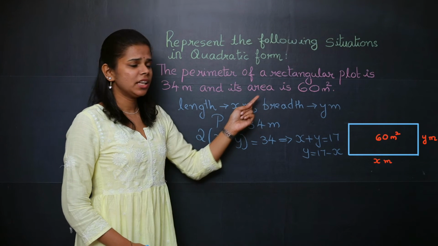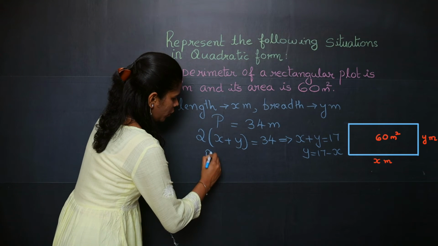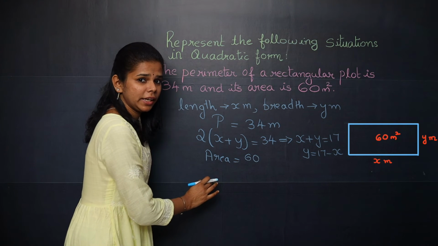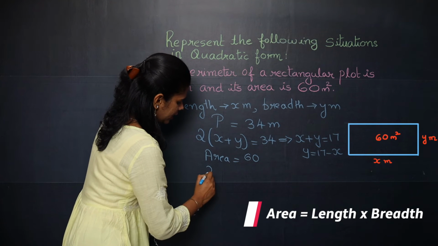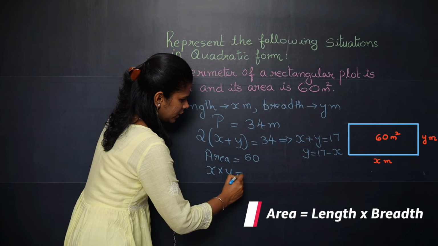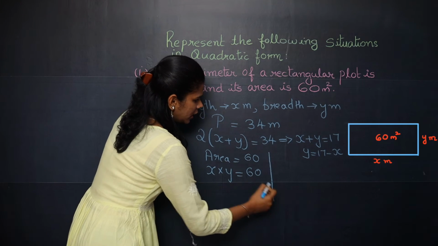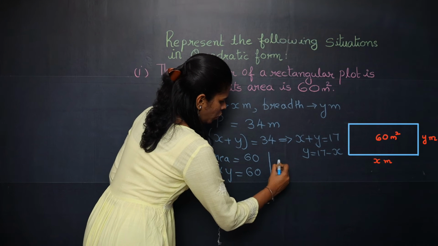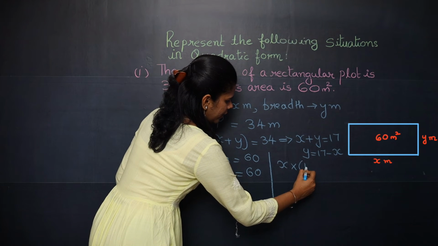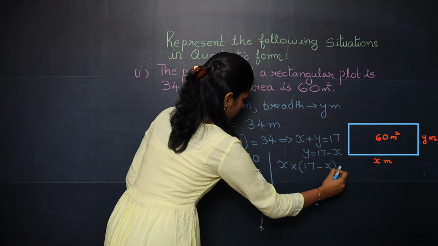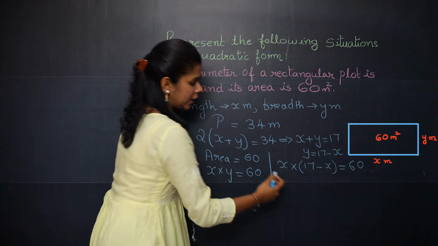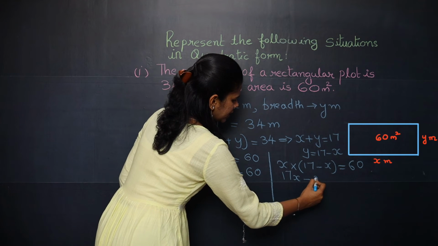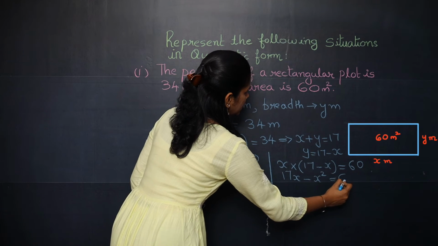Now area is given as 60 meters square. So area is equal to 60. How will you find area? L into B. That is x into y is 60. Now here instead of y I am going to write 17 minus x. So x into 17 minus x equal to 60. Now let's open the bracket. It becomes 17x minus x square equal to 60.